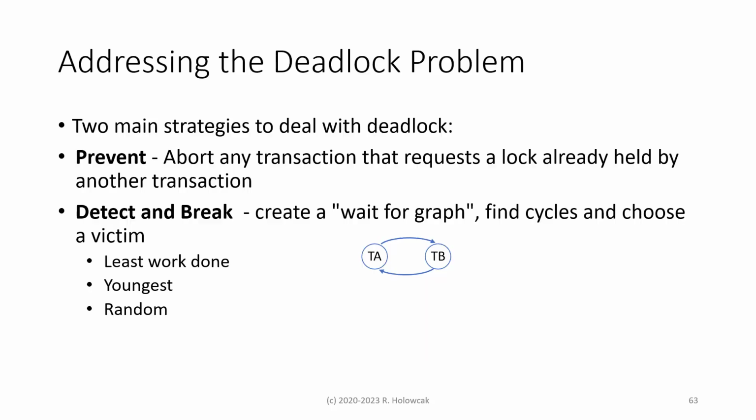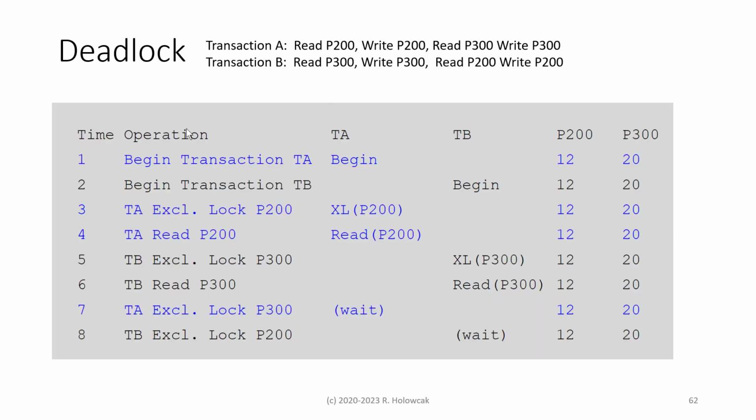What happens when these get started? Transaction A can begin, transaction B can begin. Transaction A gets an exclusive lock on P200. That lets transaction A read P200. Transaction B gets an exclusive lock on P300, and that lets transaction B read P300. So both A and B got started.